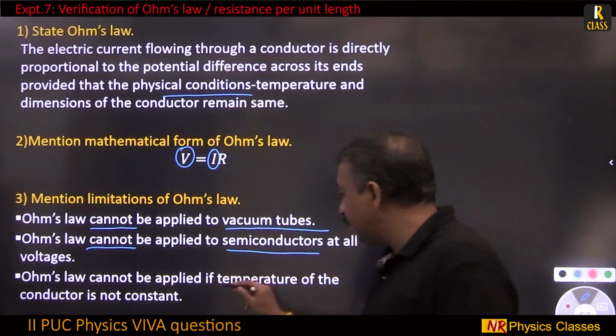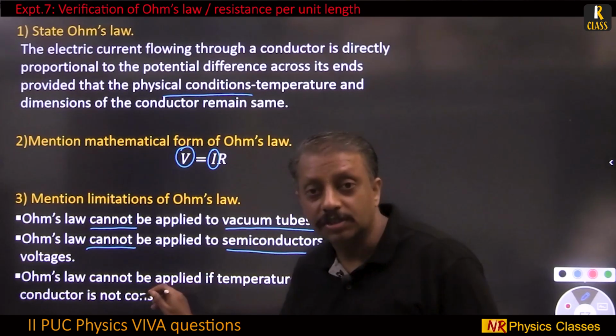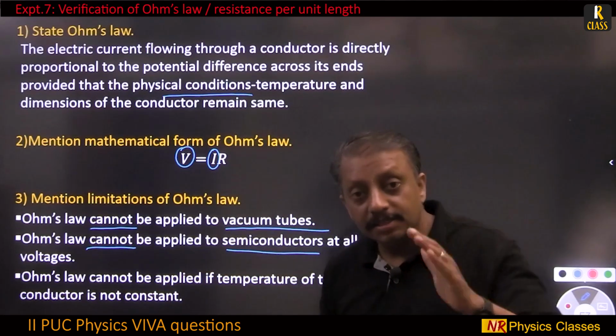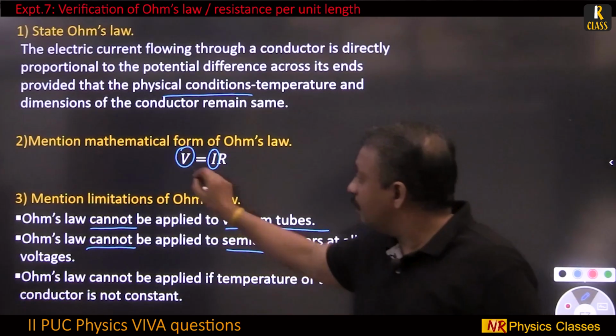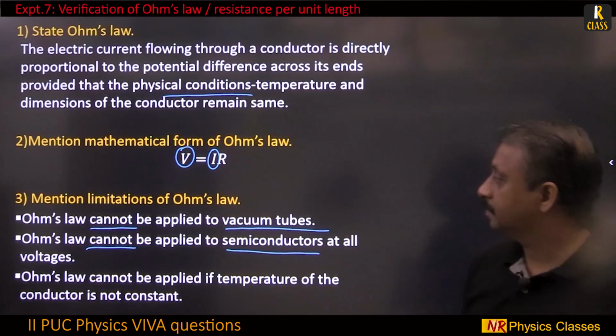Ohm's law cannot be applied if the temperature of the conductor is not constant. If temperature changes, then resistance changes. In that case, V is not proportional to I.